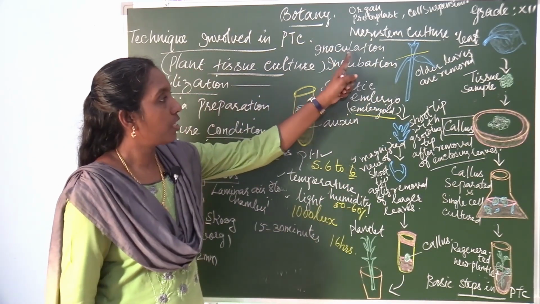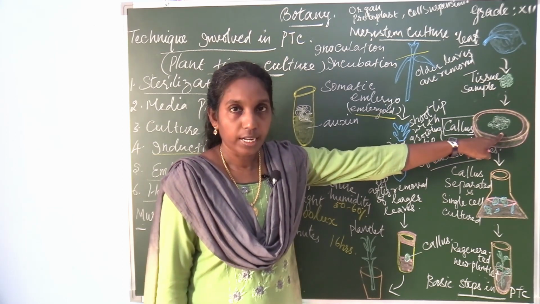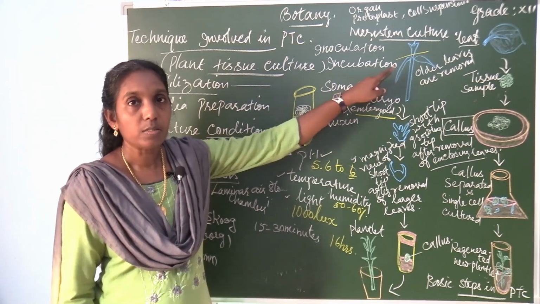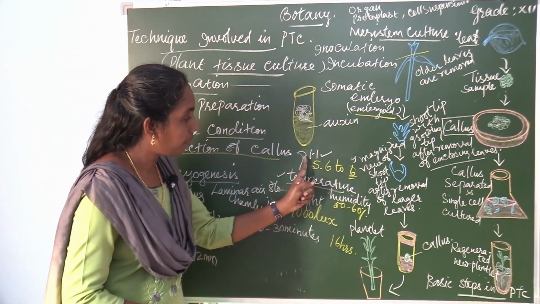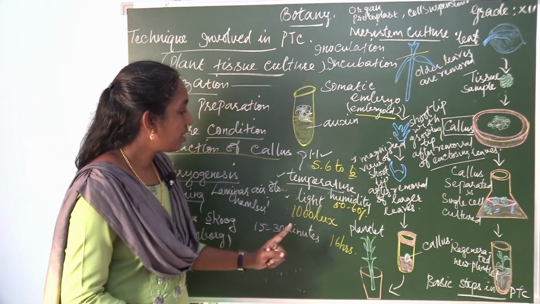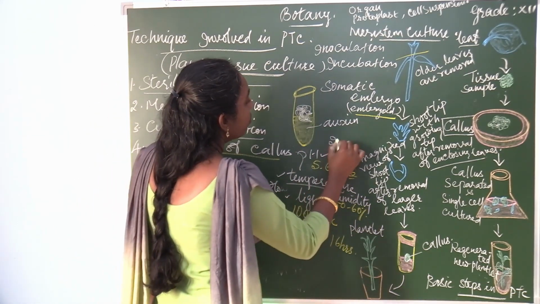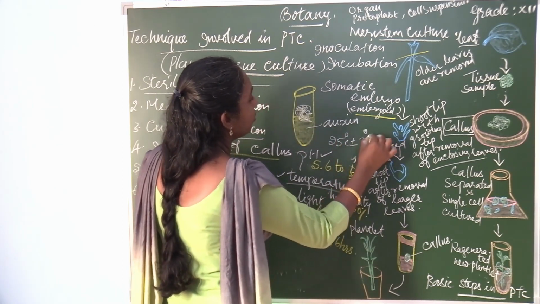What's meant by inoculation? Inoculation is the transfer of the explant to the nutrient medium. But incubation is providing temperature, and likewise maintenance of pH, humidity, light and photoperiod. The temperature is 25 degrees Celsius plus or minus 2 degrees Celsius.